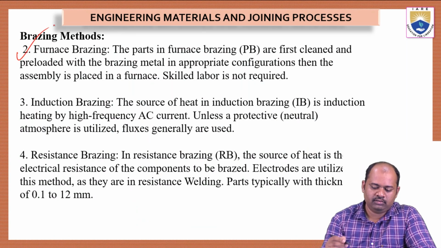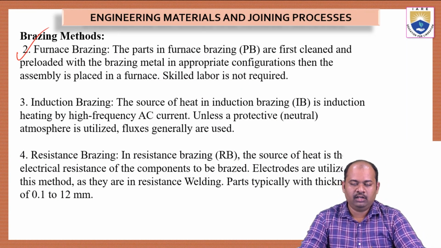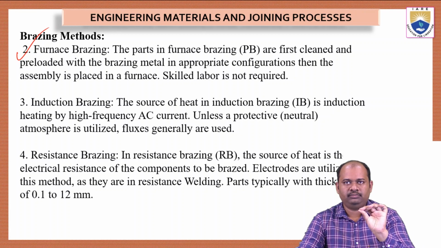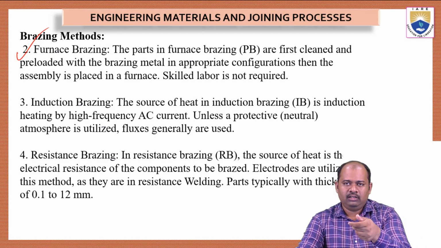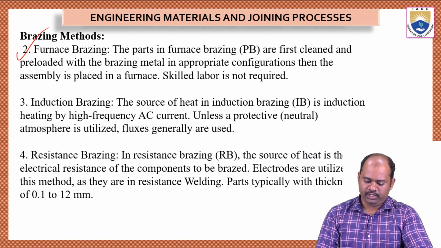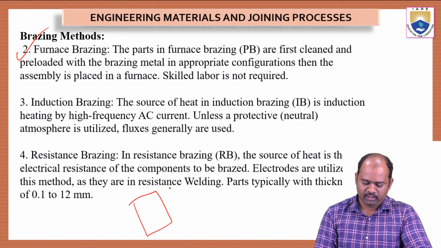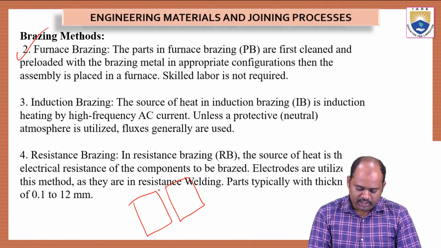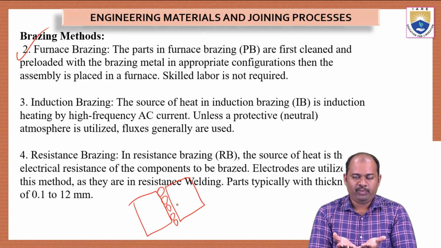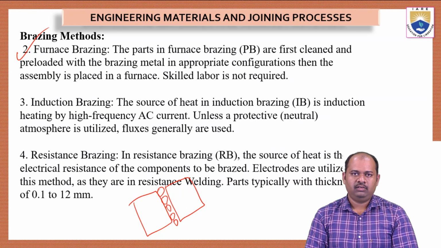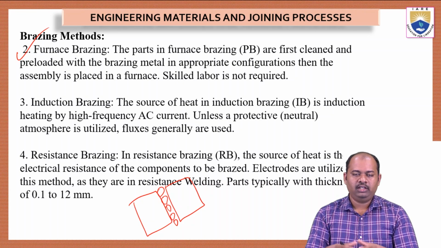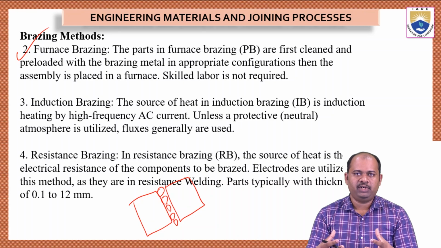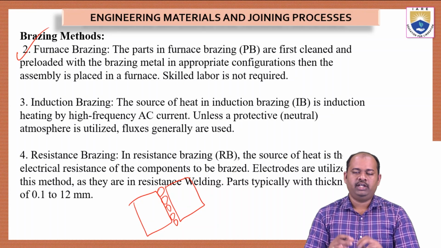And then we have furnace brazing. In furnace brazing, the part is first cleaned and loaded into the furnace. I will explain: if two plates are to be brazed, these two plates are kept side by side, and at the junction we will place the filler metal. This entire thing is placed on a plate, and this plate is kept inside a furnace. When the furnace is heated, everything will be heated, the filler metal, base metal, everything, and a joint is formed.